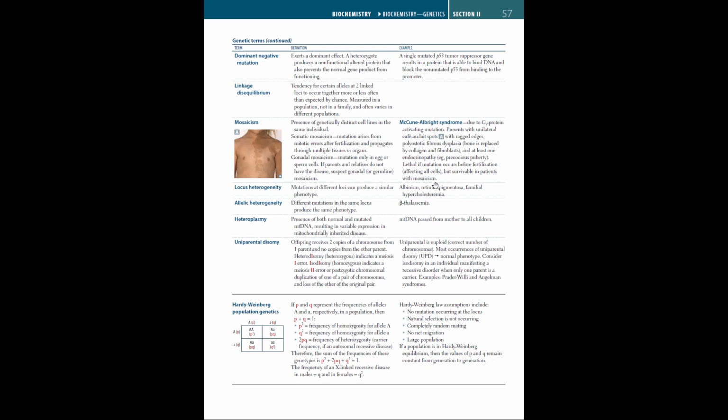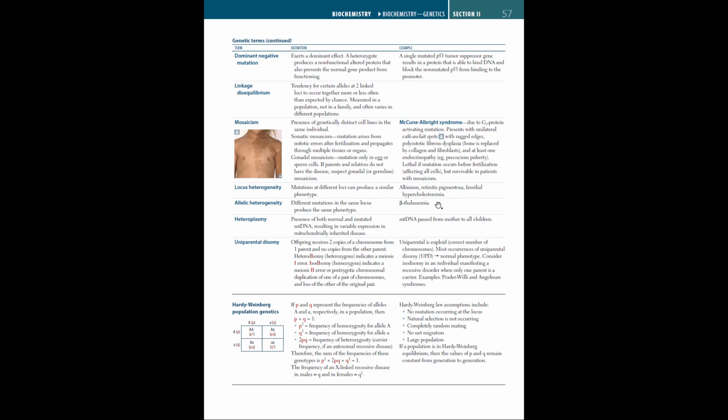survivable in patients with mosaicism. Then we have locus heterogeneity, which is mutations at different loci can produce a similar phenotype. So for example, albinism, retinitis pigmentosa, familial hypercholesterolemia. Allelic heterogeneity is different mutations in the same locus producing the same phenotype. For example, beta thalassemia.